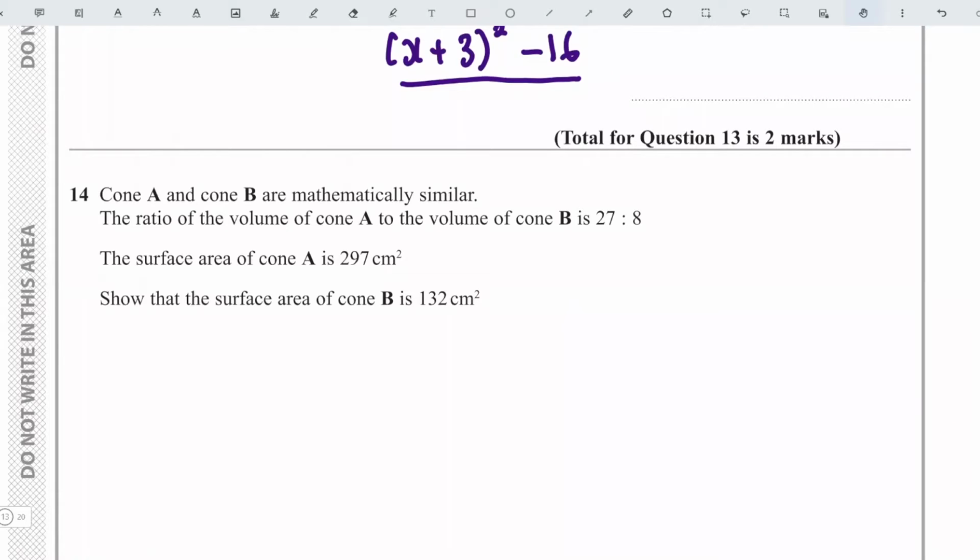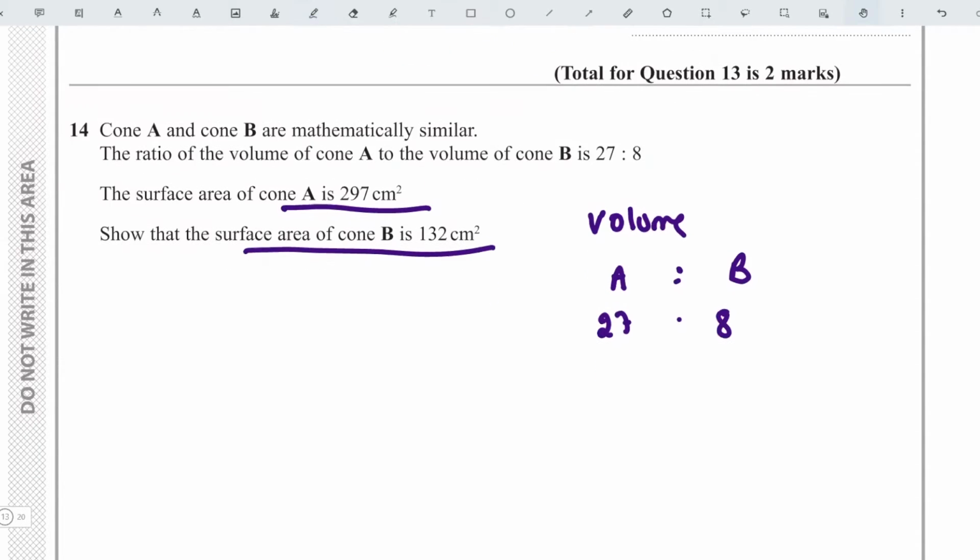Right, cone A and cone B are mathematically similar. The ratio of the volume of cone A to B is 27 to 8. I have to show the surface area. I'm going to cube root these because I want to work out the scale factor for length. At the moment, that's volume, and obviously volume's 3-dimensional. That's why I have to cube root it.